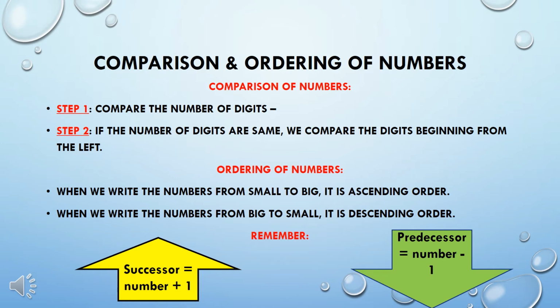Let us talk about ordering of numbers. When we write the numbers from big to small, we have descending order. But when we talk about numbers from small to big, it is ascending order. Now remember, successor means number plus 1 and predecessor means any number minus 1.